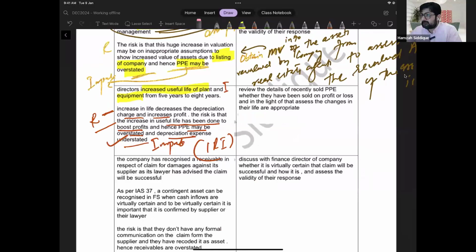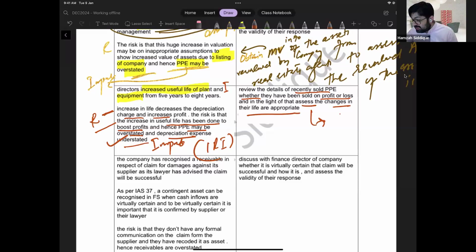Review the details of recently sold property, plant, and equipment, whether they have been sold at a profit or loss. If they have been sold at a profit or loss, it means their life was inappropriate. A huge profit on the sale of an asset or a huge loss on the sale of an asset means they were not depreciated properly, on the right useful life. So in the light of that, assess whether the changes in their life are appropriate.